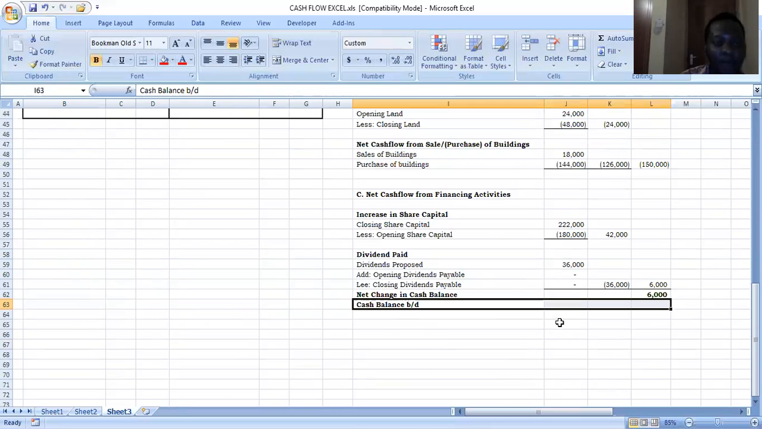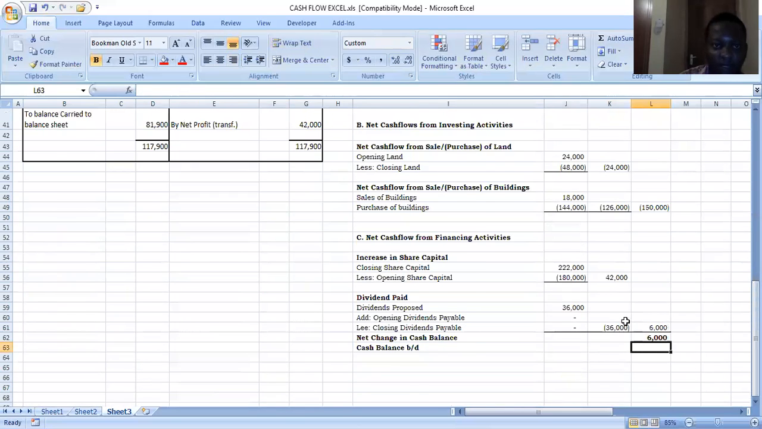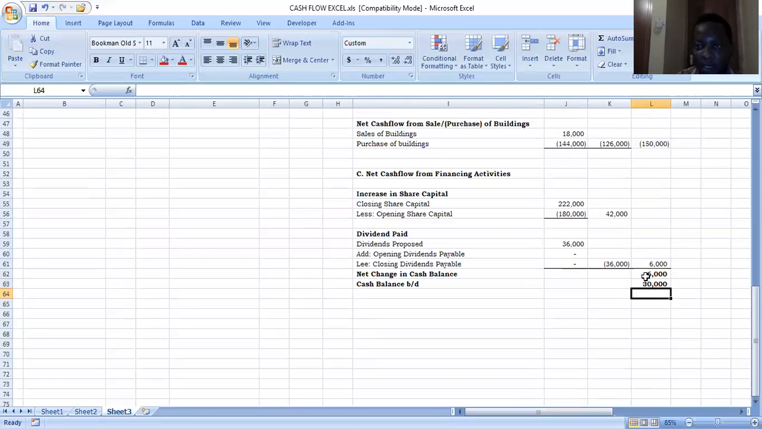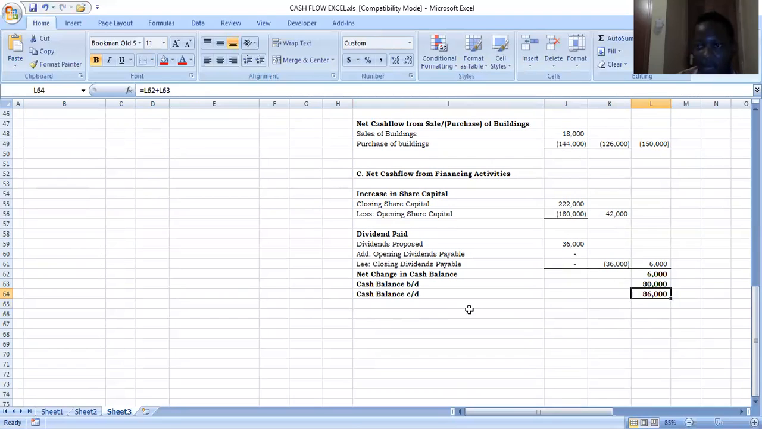On the asset side, the cash at the beginning was 30,000 shillings. So you have it here in the balance sheet. So 30,000 shillings is the cash at the beginning. When you add the net change plus the cash balance at the beginning, it gives us 36,000 shillings. So we highlight that, we put it in bold also. So this will be the cash balance at the end of the period, carried down, which is 36,000 shillings.